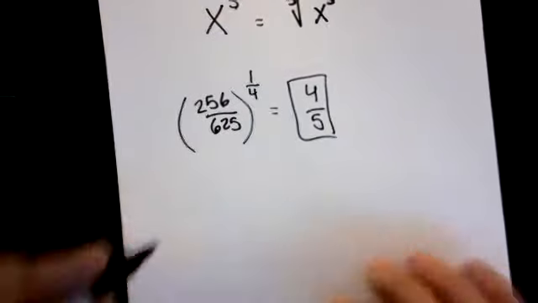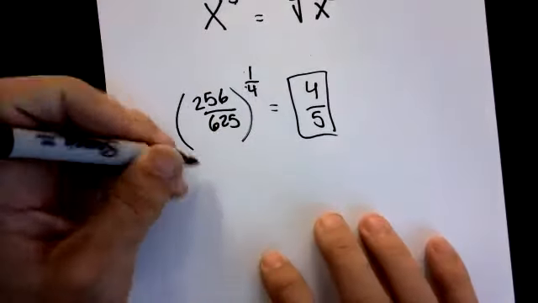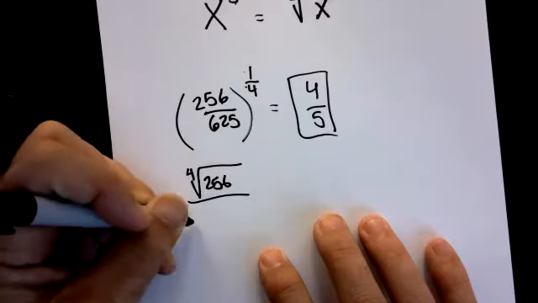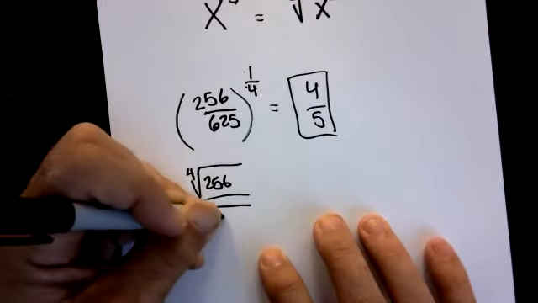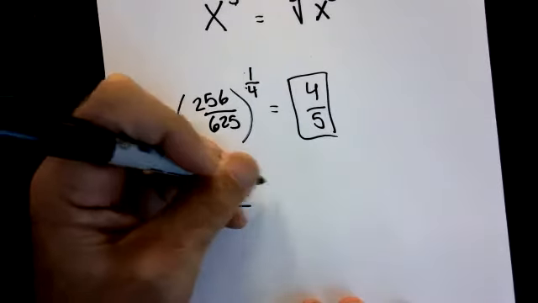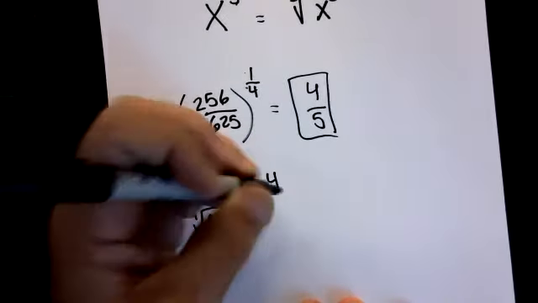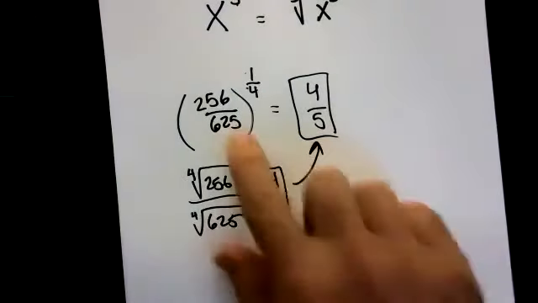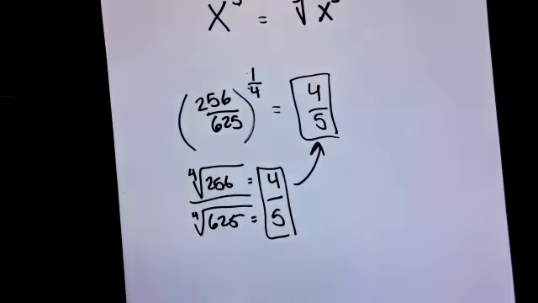Now, again, I can show you how this works. So again, the 1/4 power means this is the 4th root of 256 divided by the 4th root of 625, which the 4th root of 256 is 4. Okay, the 4th root of 625 is 5, and you would get the same thing. But again, if you're just dealing with numbers, your handy dandy calculator will totally do that for you.